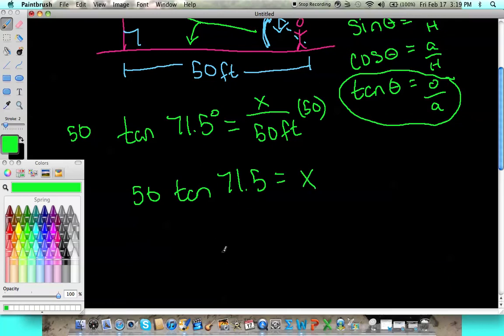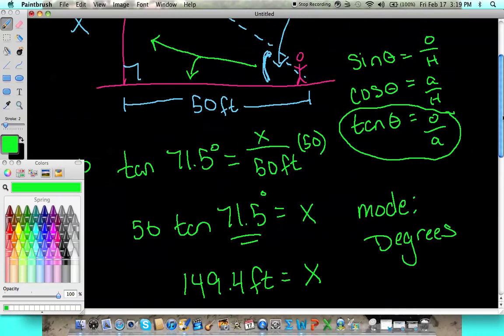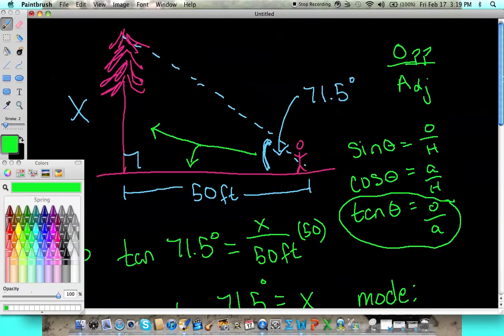And when I put that in my calculator, I need to make sure that my calculator mode is in degrees, right? Because this measurement is in degrees, so I need to make sure that my calculator knows that I'm giving it a degree measurement. And I hit 50 times the tangent of 71.5 degrees. And I find out that that's 149.4 feet equals x. That's how I use my trig functions to solve for an unknown side in a real life application.